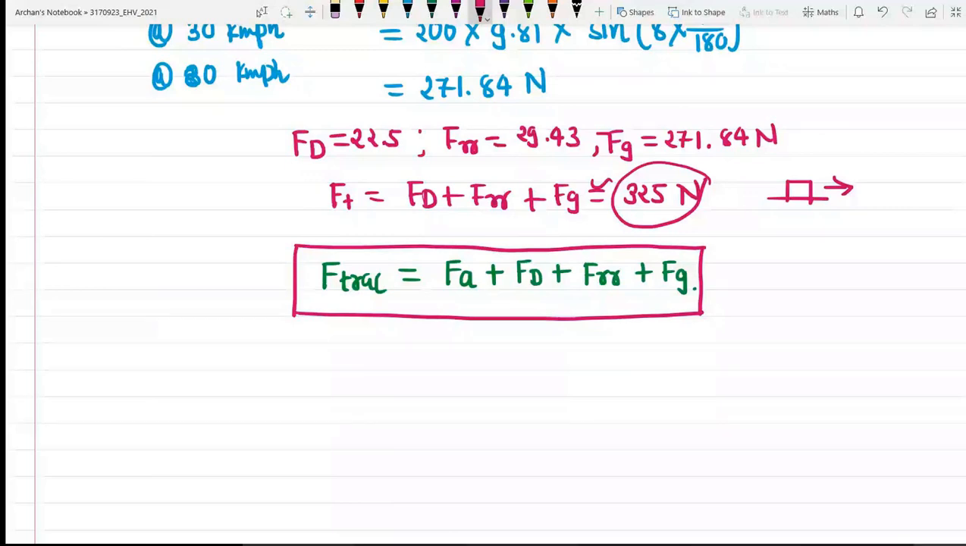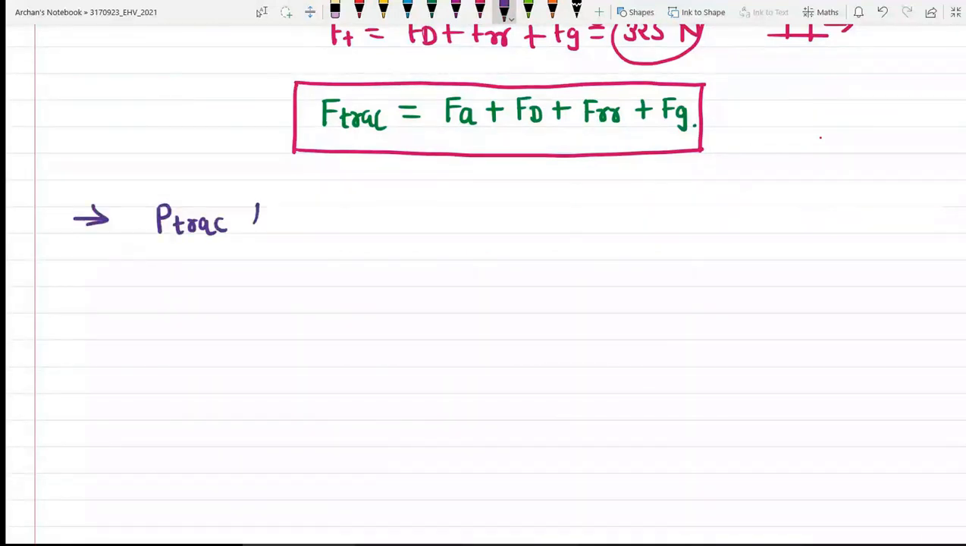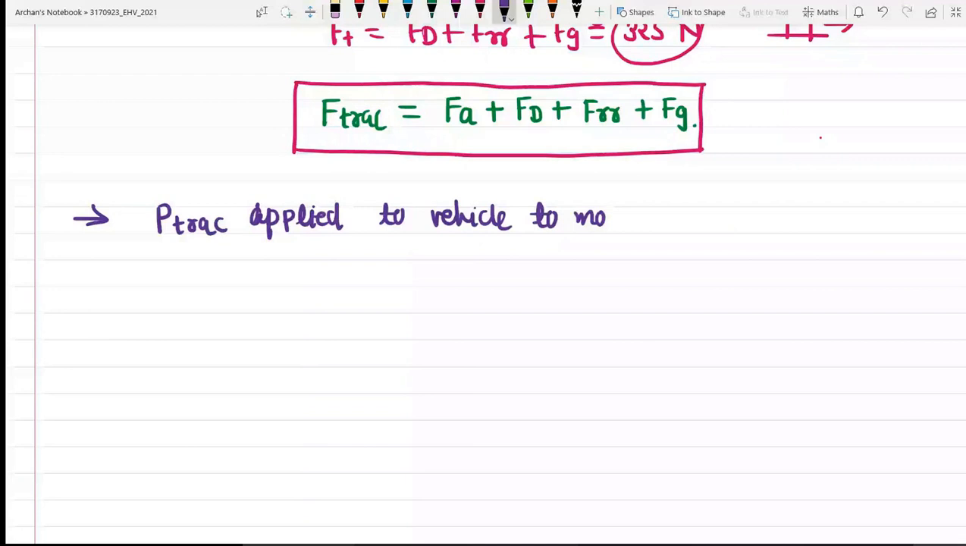Okay, so now if you know the force required, then you must know what is the power which needs to be applied to the vehicle to move. Now we know the value of traction force, and to generate that much force, we have to give power to the motor. So what is the tractive power which is applied to the vehicle to move? That is also important, right? The tractive power, P track, applied to vehicle to move. The vehicle needs traction power, which is applied for it to move and accelerate. And this traction power in electric vehicles will come from where? Of course, battery. It comes from the battery through motors and its control circuitries.